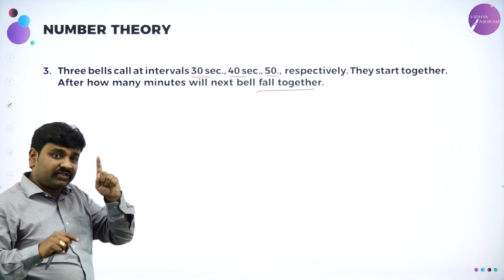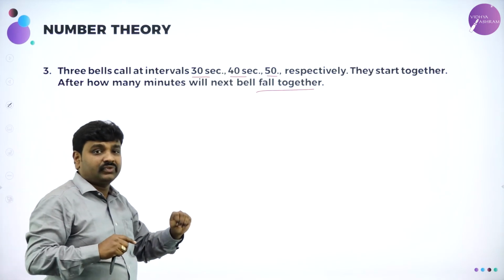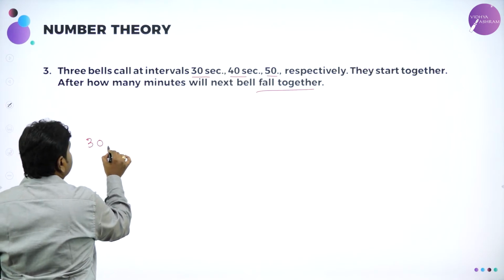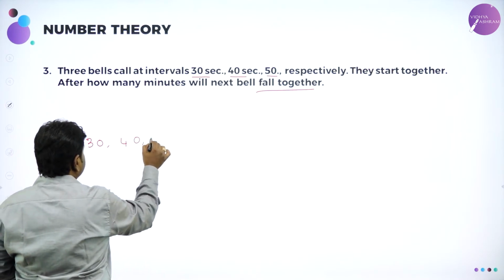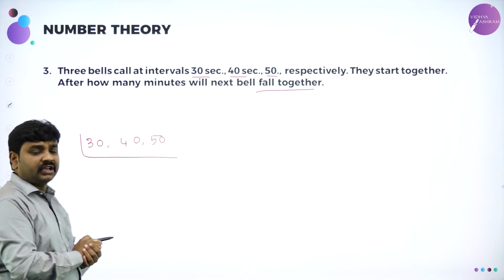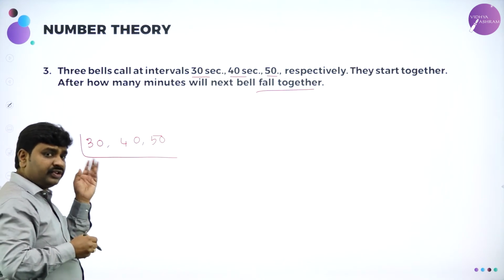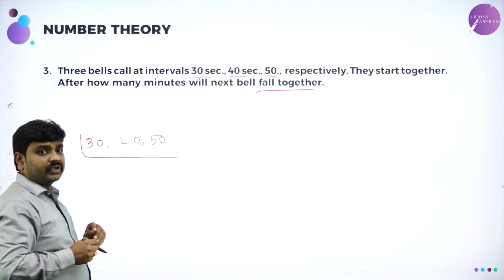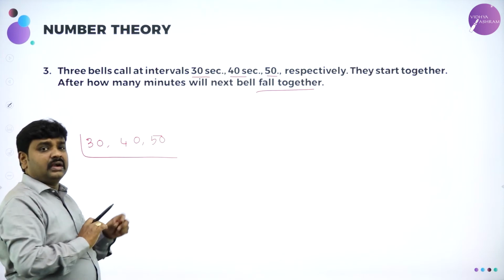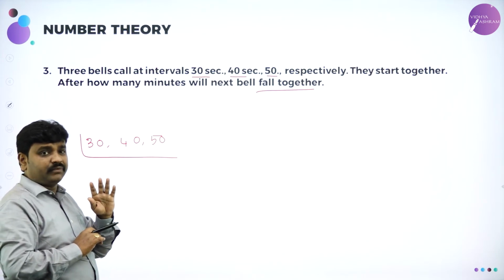So for that, first find the least common multiple of these 3. So now I will find the LCM of 30 seconds, 40 seconds and 50 seconds. Means I will find the least common multiple of 30, 40, 50. To do that I will use the division method. All are divisible by prime numbers only, so you should take 2, 3, 5.